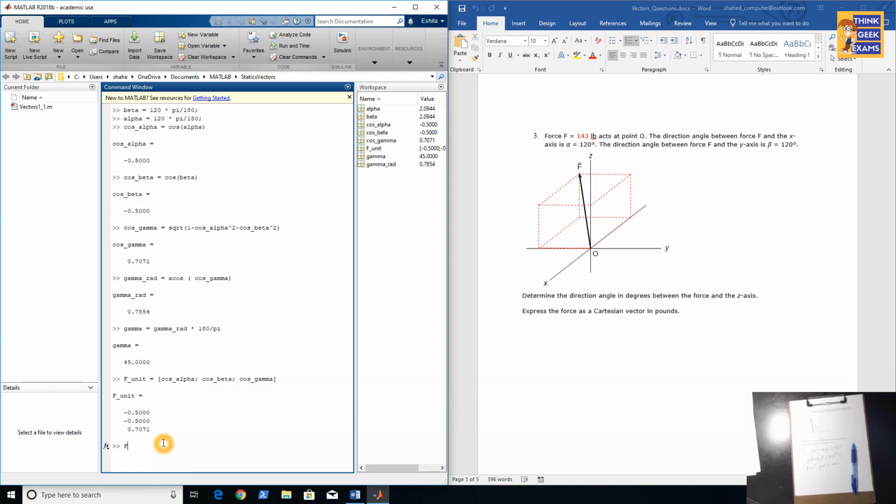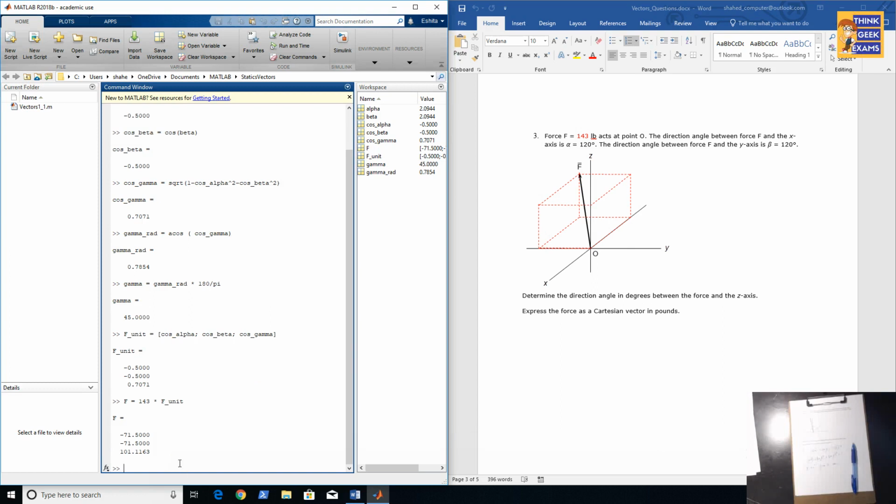And F equals 143 times F unit. And that's the final answer. So this number is in pounds. So F equals minus 71.5 i minus 71.5 j plus 101.1163 k, the whole thing in pounds. So these are the two answers to this question.